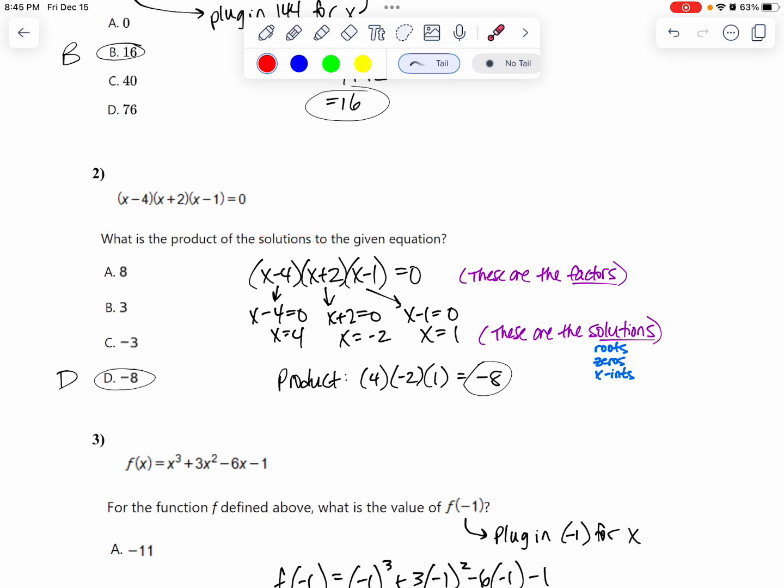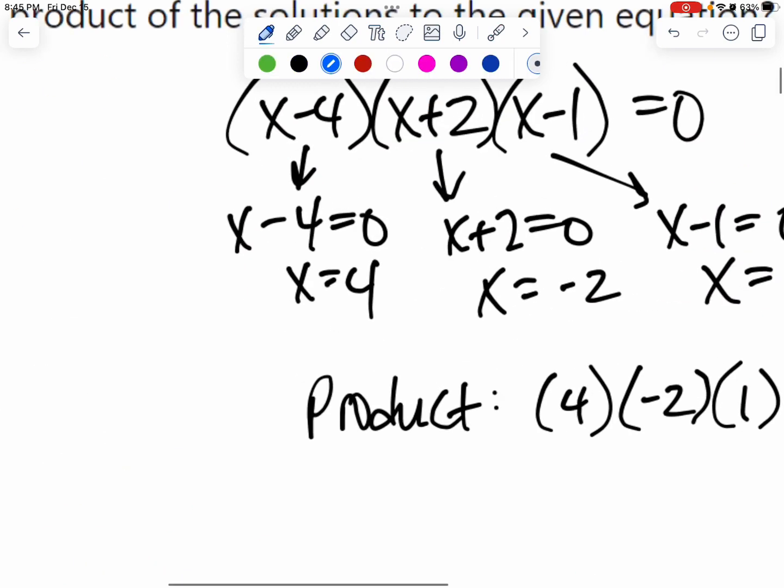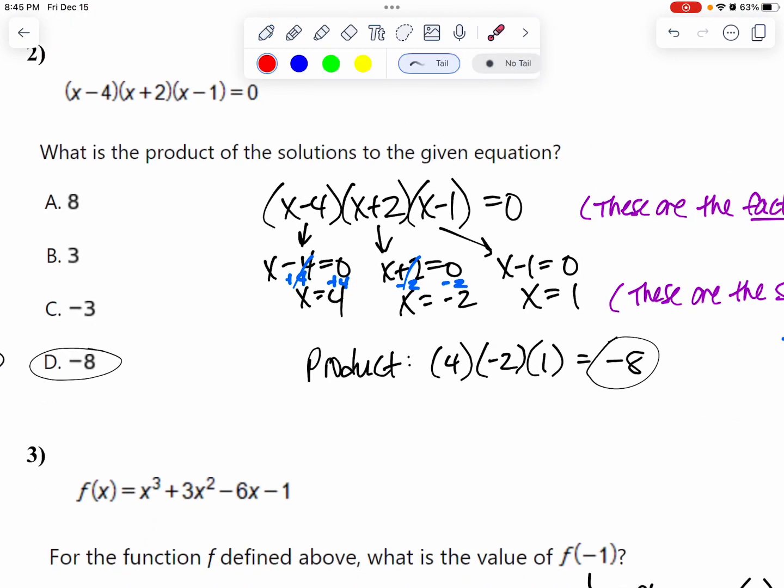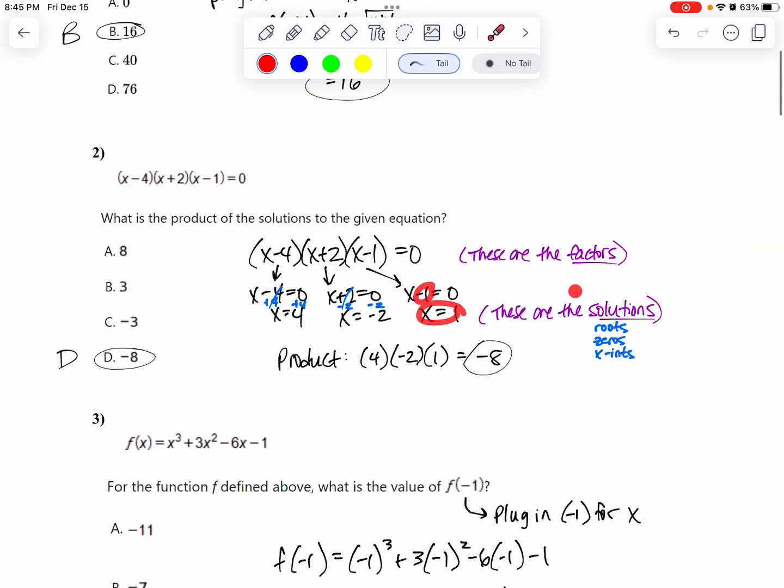So that means I'm going to take this x minus 4 and equal it to 0. And that means when you add 4 to both sides, you get positive 4. x plus 2 equals 0 when you subtract 2 from both sides. This is what I'm doing. I'm just solving for x, right? So I get plus 4. Here I'm subtracting 2 from both sides, so I get negative 2. Here I'm adding 1 to both sides, which is how I got 1. So these are actually called the solutions.